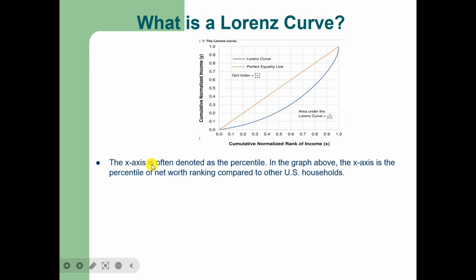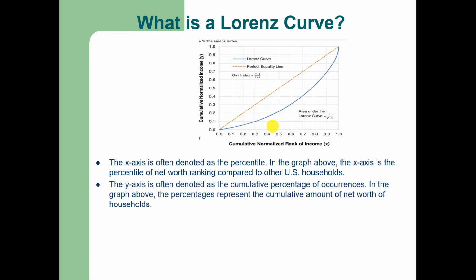The x-axis is often denoted as the percentile. In the graph above, the x-axis is the percentile of net worth ranking compared to other US households. The y-axis is often denoted as the cumulative percentage of occurrence. In the graph above, the percentages represent the cumulative amount of net worth of households.